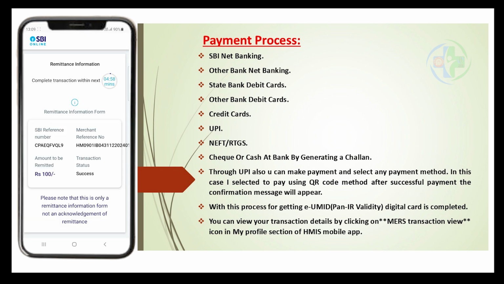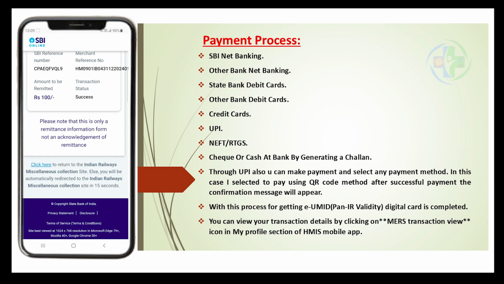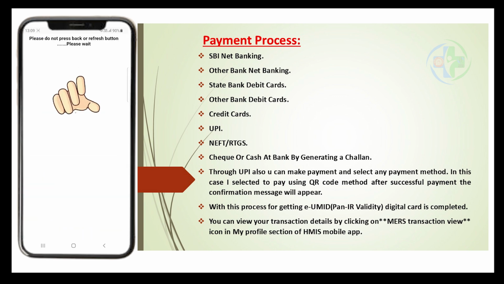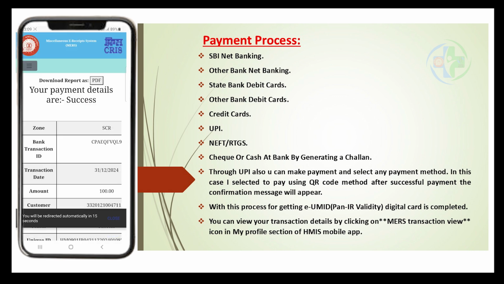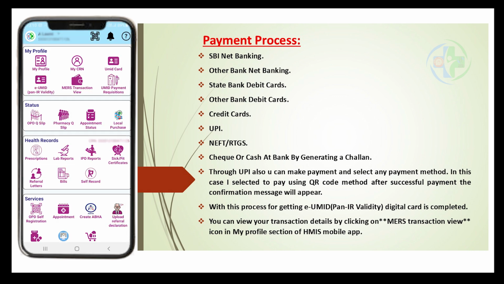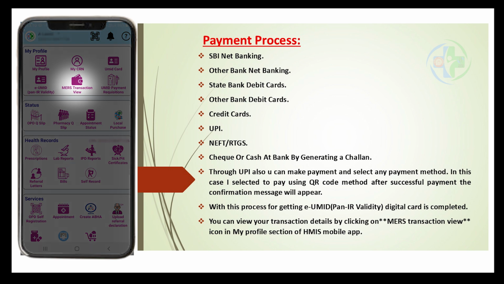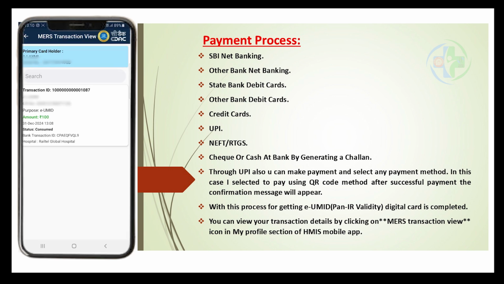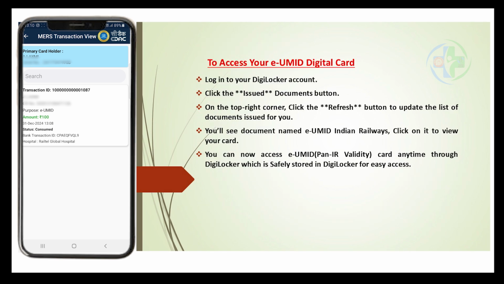After successful payment, a confirmation message will appear. Click on the "click here to return to Indian Railways" button. With this, the process for getting the eUMID digital card is completed. You can view your transaction details even after completion of the transaction. MERS transaction view in the My Profile section. And here you can see the details of your payment.